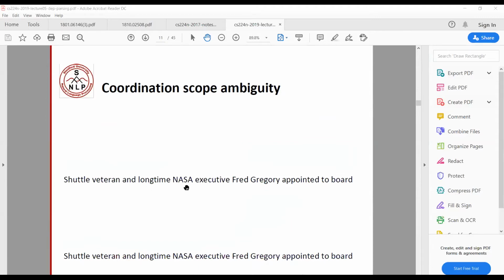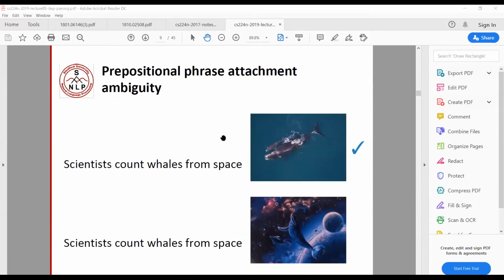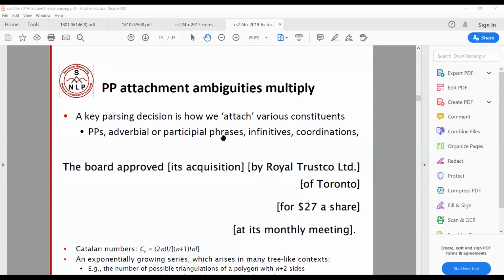Can you show me the PP again? Sorry, what page was it? Oh, slide. Can you see my screen? Okay, the one I'm on is slide 10. So the question was, what is PP? Participial phrase. Can you see it?